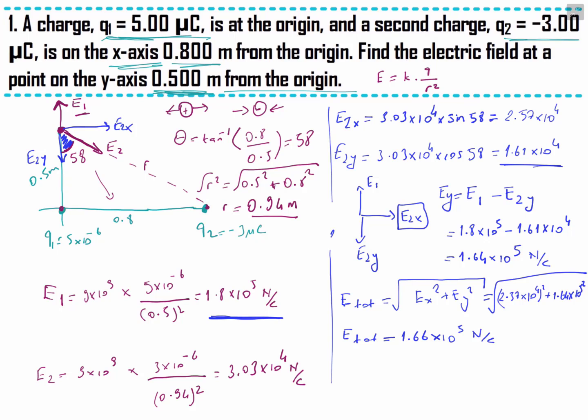Electric field is a vector quantity, so we also have to calculate its direction. So theta will be tangent inverse of 1.64 times 10 to the 5 over 2.57 times 10 to the 4, that means y over x. So the angle is going to be 81.1 degrees. And what is the direction of the angle? It will be above the positive x-axis.